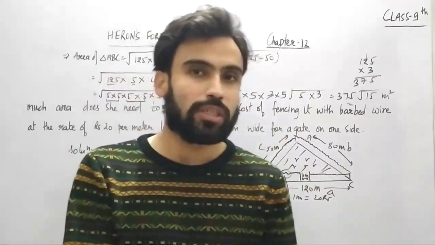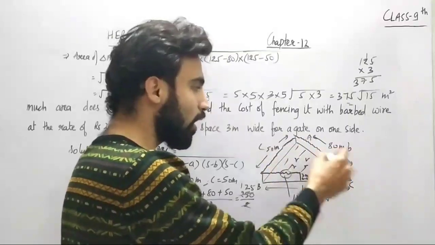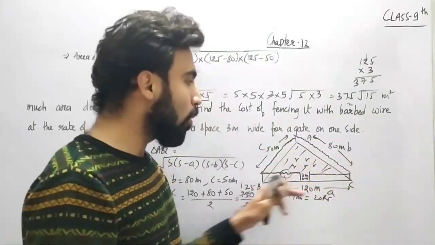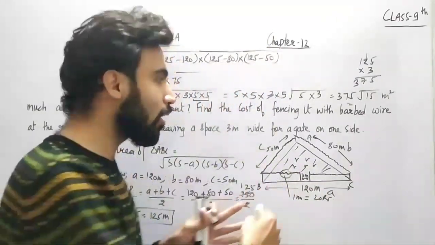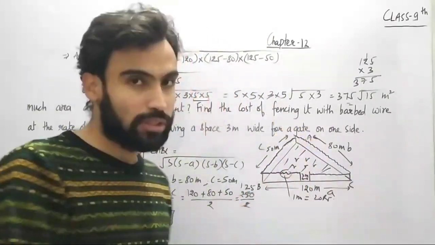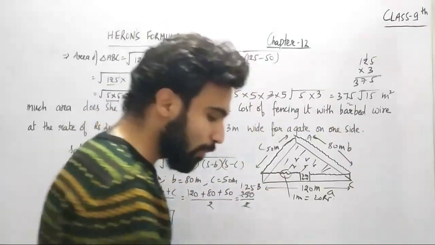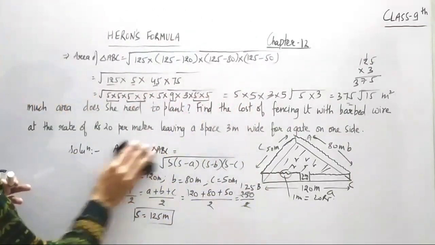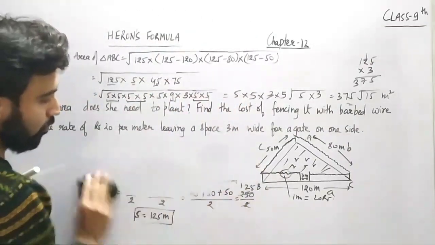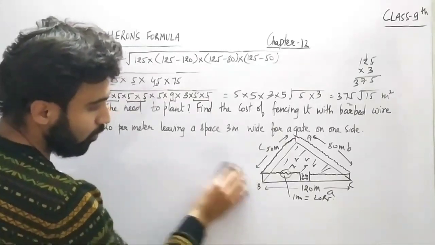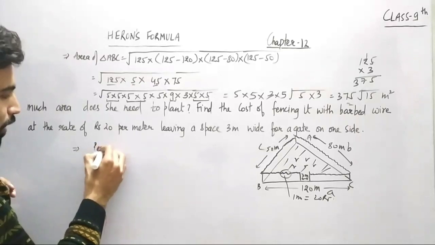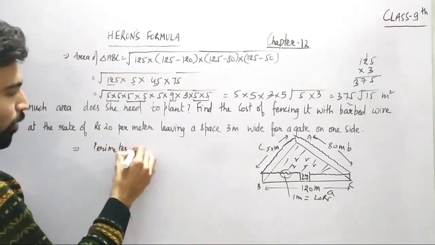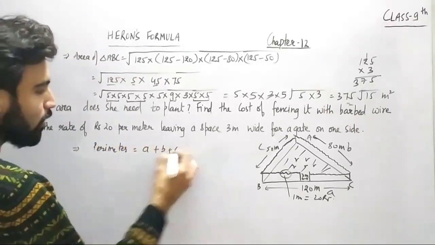Now the next part is about this fencing, right? So this is the barbed wire that has to be put on the perimeter. How will we calculate it? First of all, I'm going to calculate the perimeter of this triangle garden, right? So let me just make some space here. Now you can see the perimeter here. Now we know that the perimeter will be a plus b plus c, right?